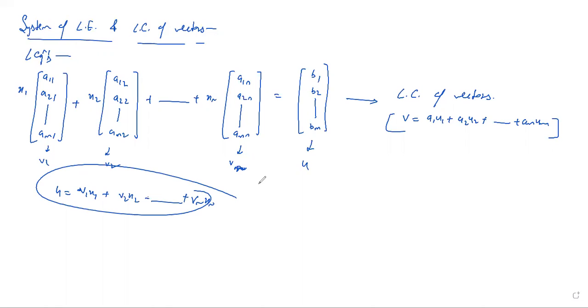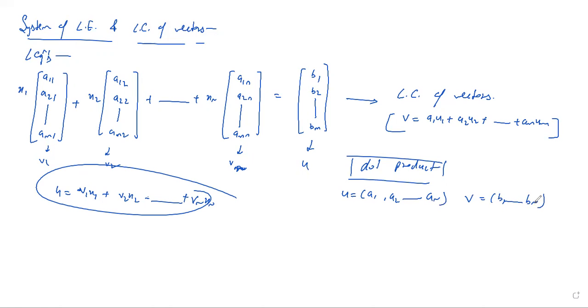Okay, now we have done the concept of dot product. In that we have seen that if I have this vector u, which is a1 a2 to an, and I have another vector v, which is b1 b2 to bn, then the corresponding dot product u dot v equals a1 b1 plus a2 b2 to an bn. Okay, and if we have the dot product u dot v equals 0, then we say that u and v are orthogonal.